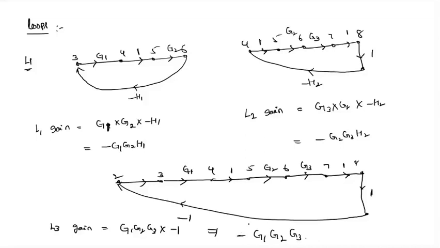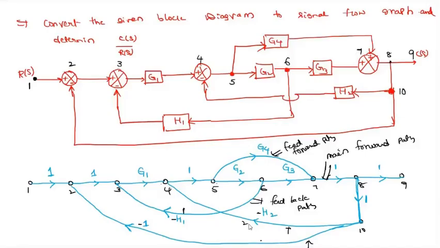So like this we found 3 loops. Still we have 2 loops. Can anyone tell me the 2 loops? What are the 2 loops? 2, 3, 4, 10, 2. No, 2, 3, 4, 10, 2 means 2, 3, 4 is forward, then 4 to 10 is negative. It should not be considered. Sorry, 2, 3, 4, 10 is not considered a loop.